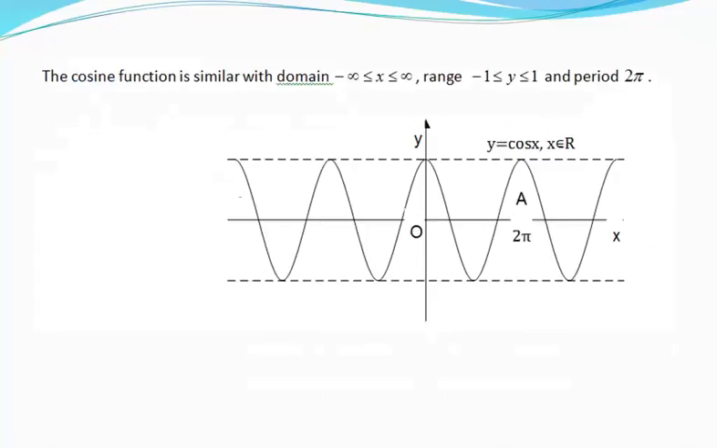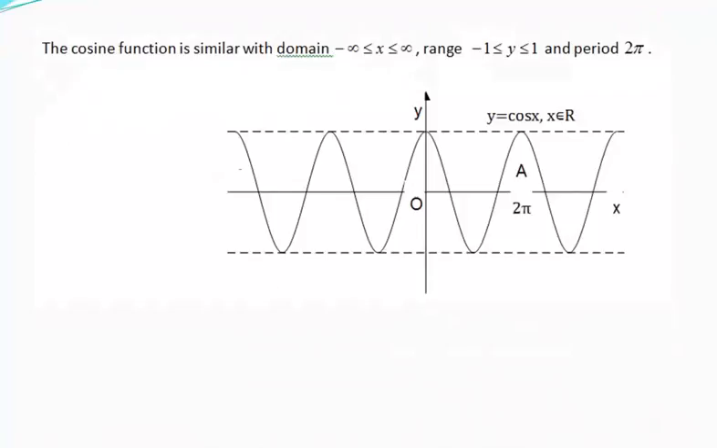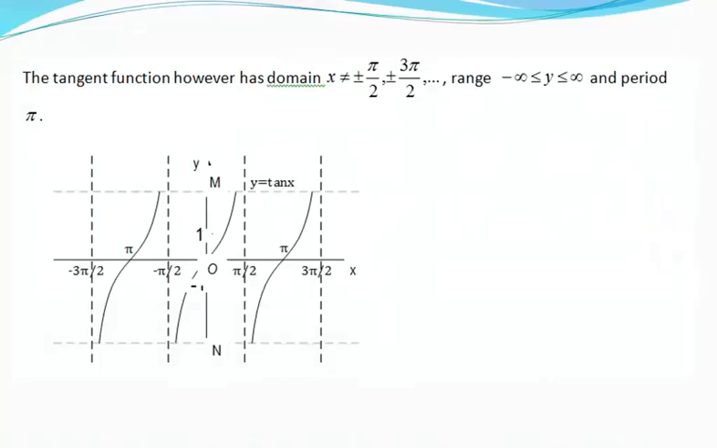Cosine function is similar. So again, here, our domain will continue negative infinity to infinity, and our range between 1 and -1 here. Again, we have a period here of 2 pi where our curve repeats.